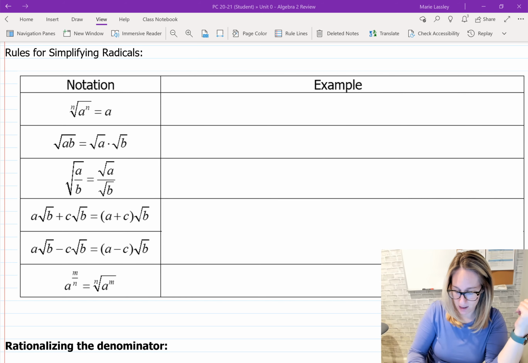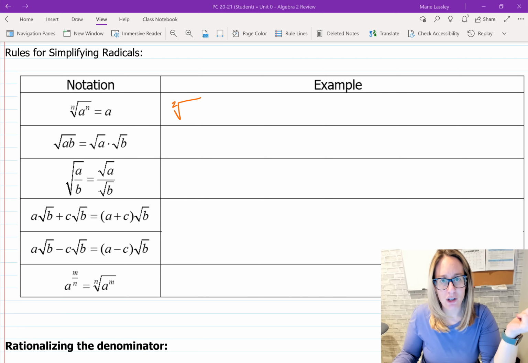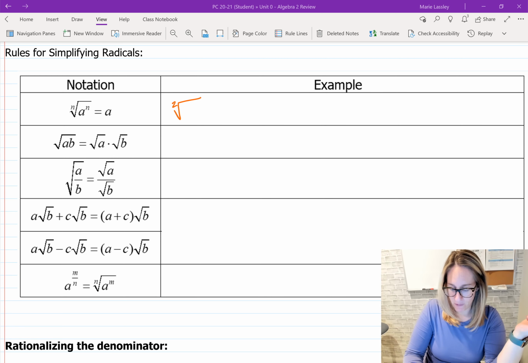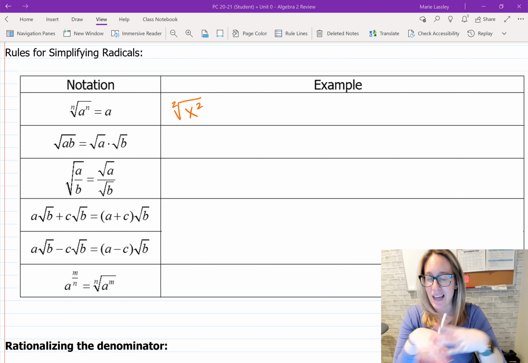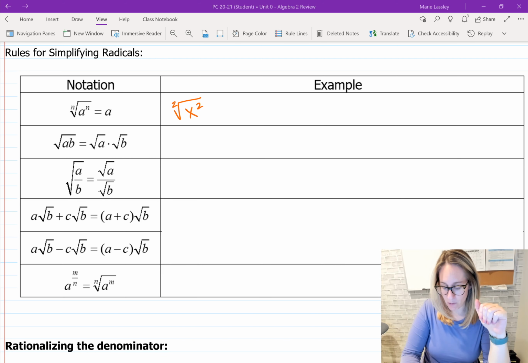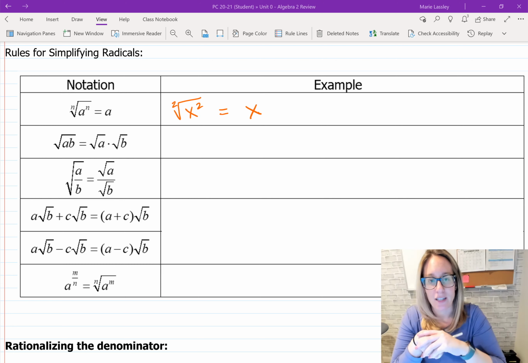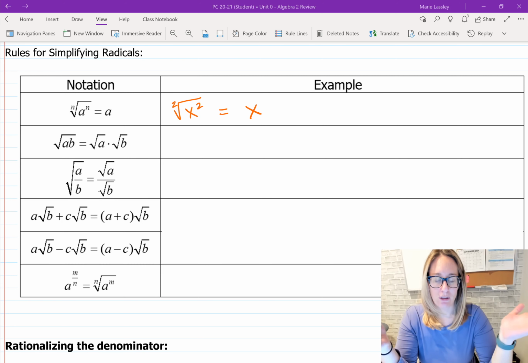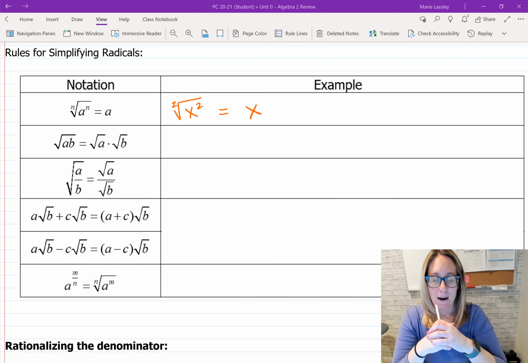So if we had the square root, right? Now you don't have to write the 2 on the outside, but for this example, I'm just going to do it. If you have the square root of x squared, the square root and the square are inverses of each other, so they kind of cancel each other out. And what you're left with is just x. All right, so that's the first rule of radicals. Like I said, it's kind of like the inverse property.